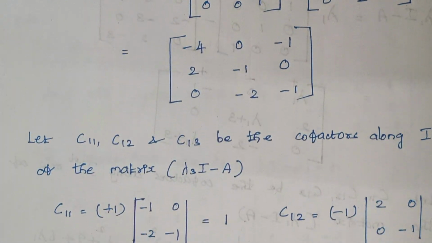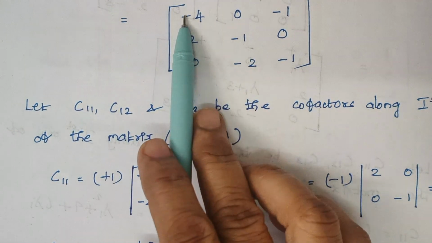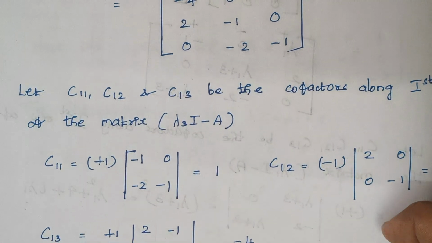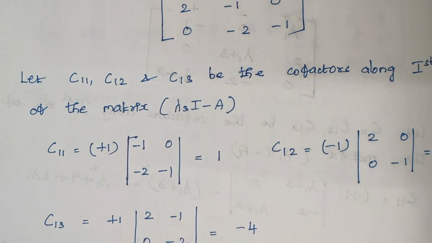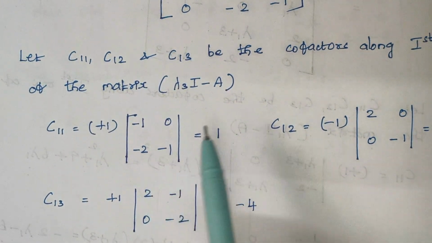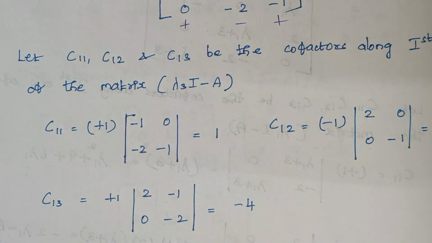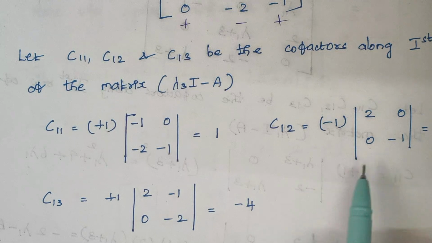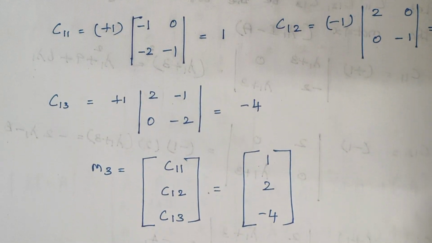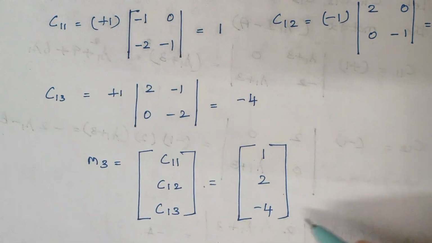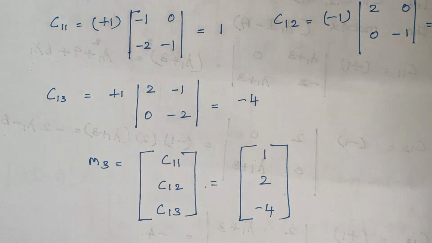And again you have to find the cofactors along this first row. When you find the cofactors, again the same thing: here you have to consider plus, here minus and here plus, right? So just calculate the values and write them in the form of a matrix, and this is your M3, right?